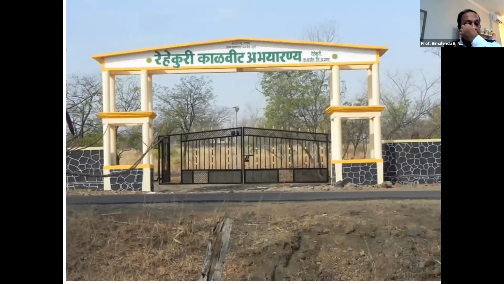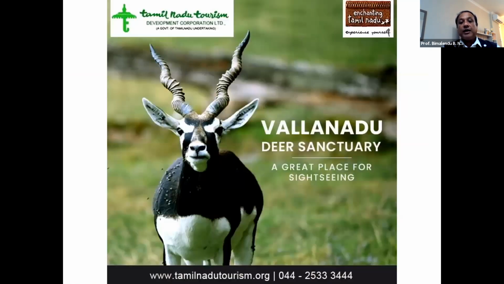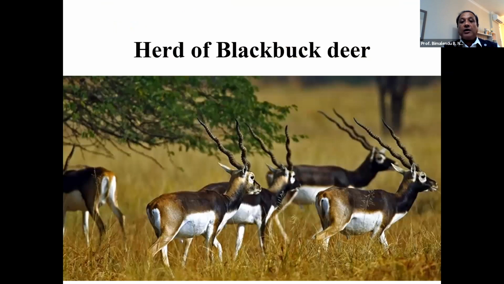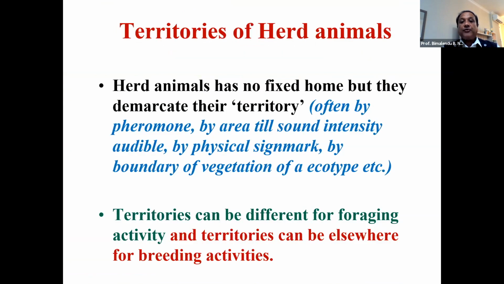This is one of the black buck deer sanctuaries in Maharashtra, in Rayakuri. There are others also where you can go and see this type of community behavior, like in Rajasthan and Tamil Nadu, there are many. So with a herd of black buck deer, you will find they also maintain a territory.